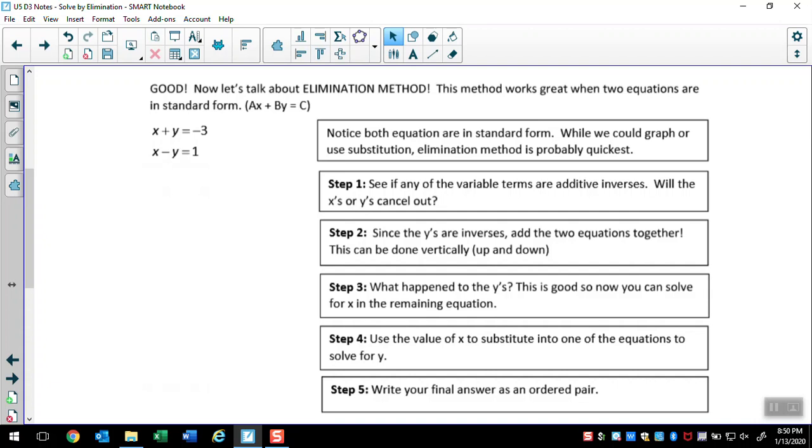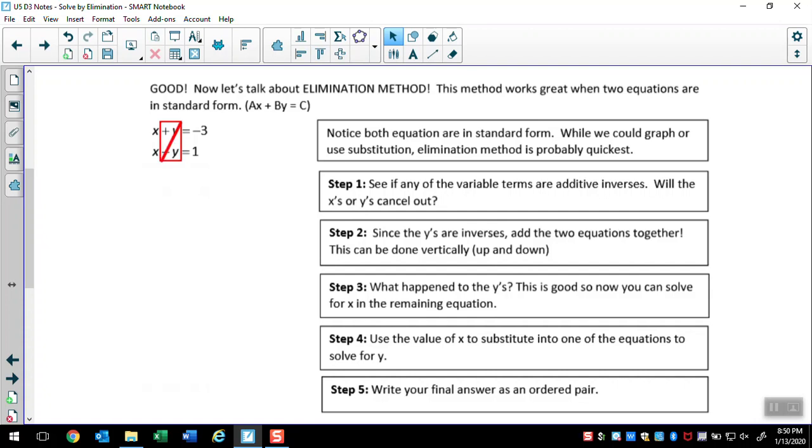They are the same. They're not additive inverses. Let's check out the y's. I've got a positive y and a negative y. Right? Those right there are my additive inverses. So since the y's are inverses, we can add these two equations together.